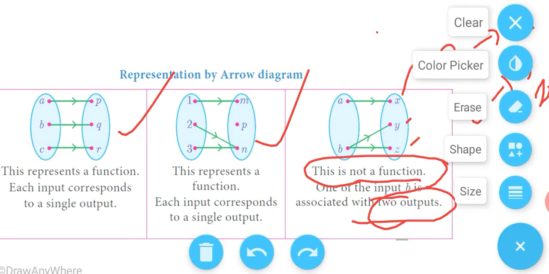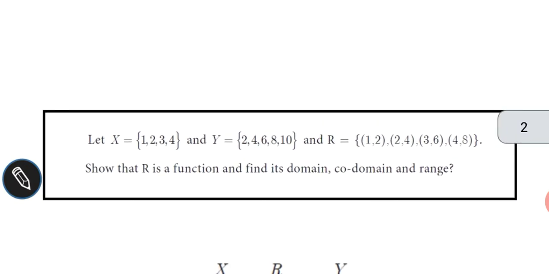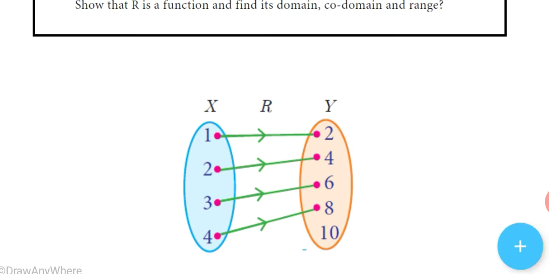Okay, so let capital X equal 1, 2, 3, 4 and capital Y equal 2, 4, 6, 8, 10 and capital R equal (1,2), (2,4), (3,6), (4,8). Show that R is a function and find its domain, codomain and range. Okay, so X is the input, Y is the output. So draw the diagram like this.